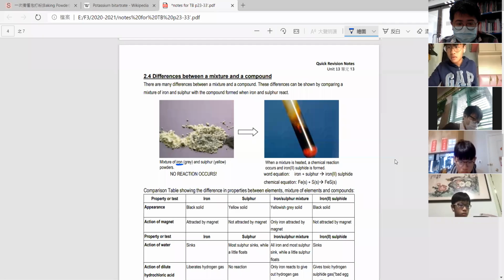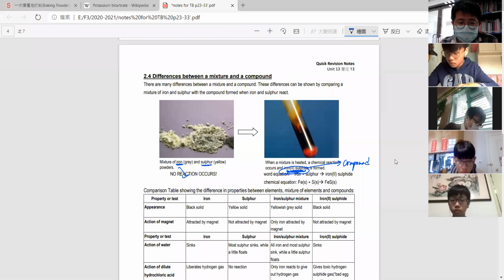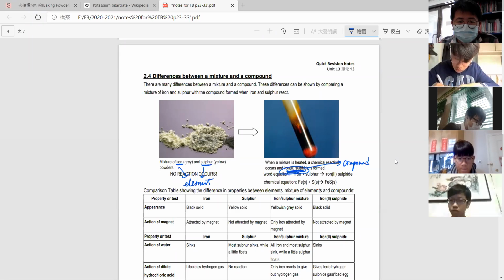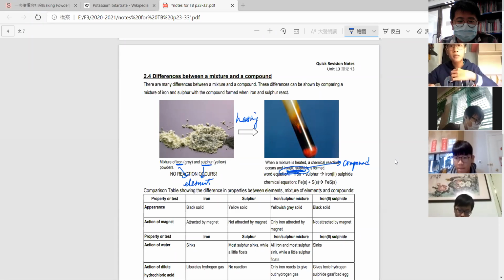You may see the word sulfide, iron(II) sulfide. What is that? It is a compound, a new substance that has been formed. Iron is an element, and so is sulfur. So in this case, you are going to heat the mixture of the two samples to form a compound. Before heating, no reaction, but after heating, it forms a new substance.